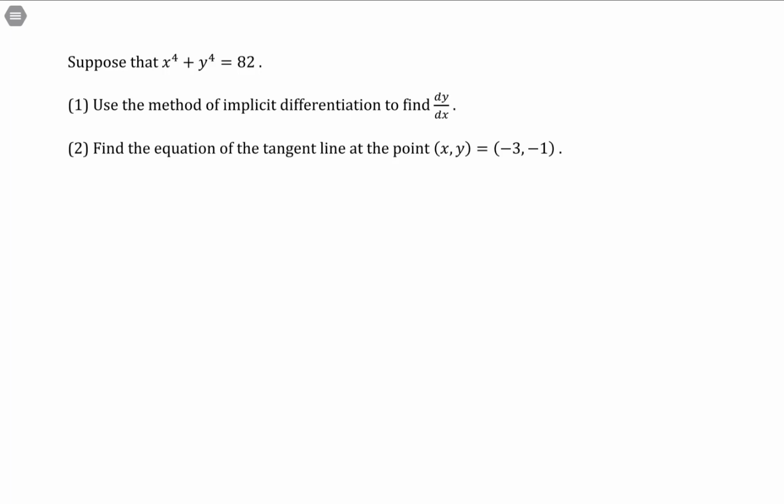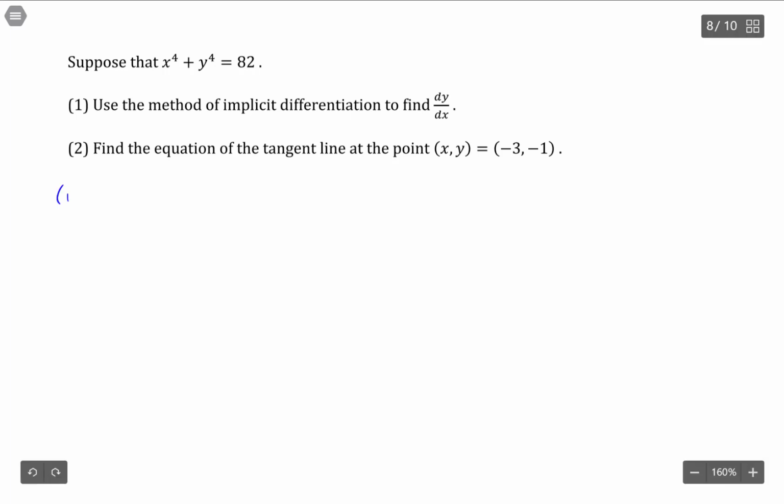Suppose that x to the fourth plus y to the fourth equals 82. First, use the method of implicit differentiation to find dy/dx. Then find the equation of the tangent line at the point (x, y) = (-3, -1).